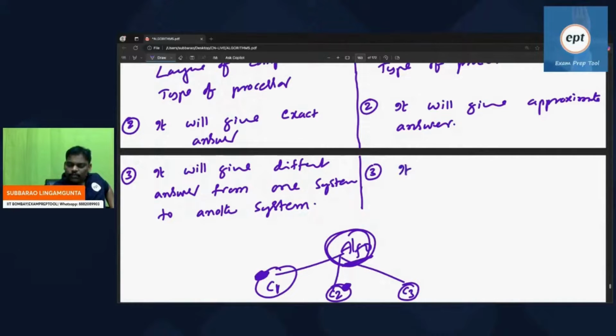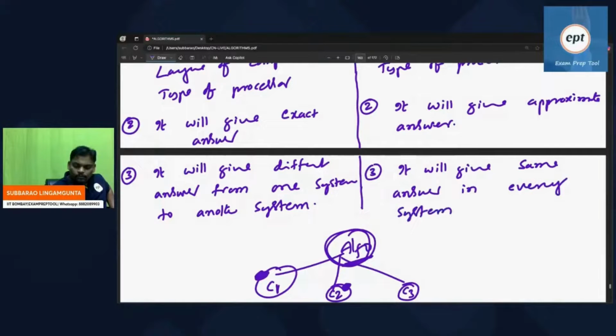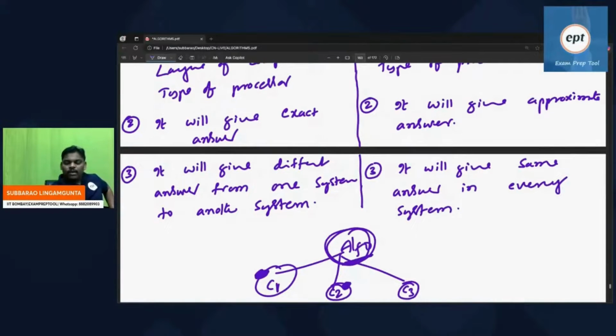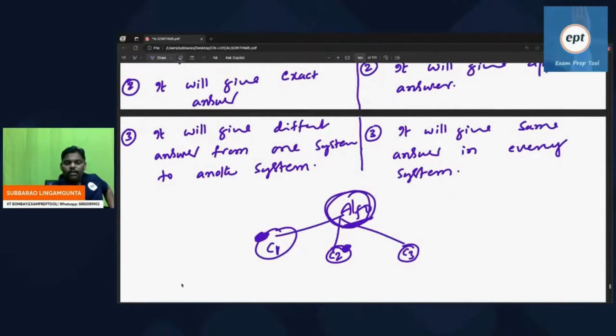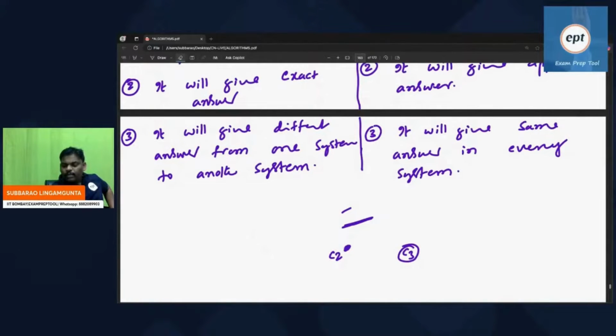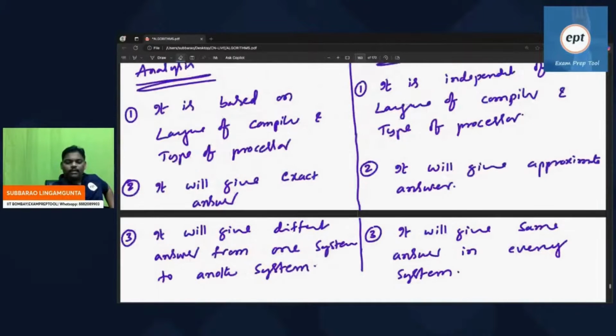It will give the same answer in every system because it is anyhow independent. Anyhow it is independent. So please concentrate here.